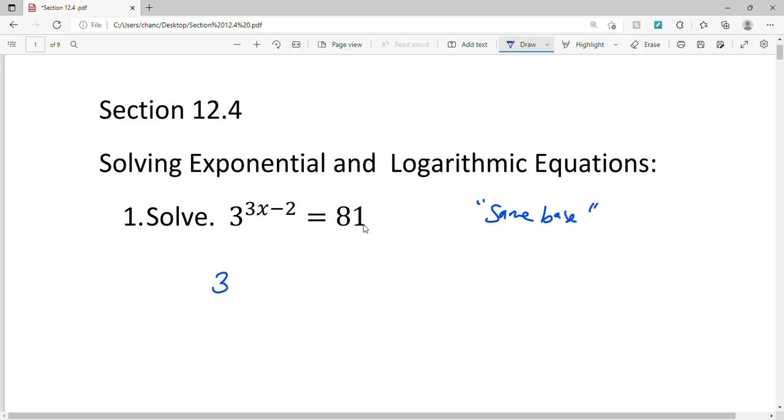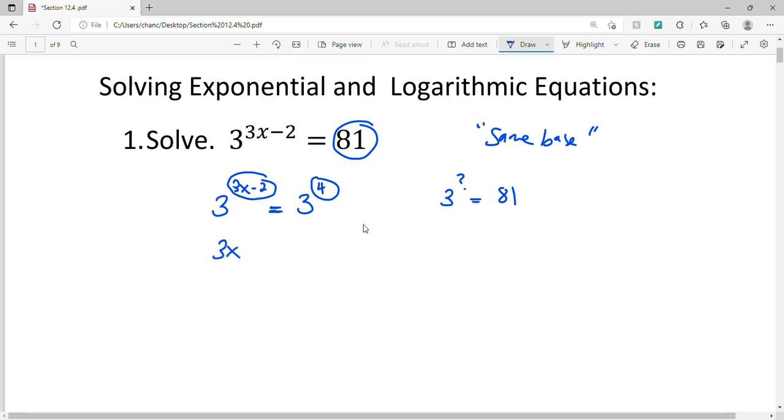On the left, this is 3 raised to the 3x minus 2. On the right, I want to rewrite 81 with a power of 3. And you can check with a calculator 3 to what power is equal to 81. That is 4. We know 3 to the 4th is equivalent to 81. And since they have the same base and they're equal to one another, then we can say that the exponents are the same. I can write 3x minus 2 has to be equal to 4.